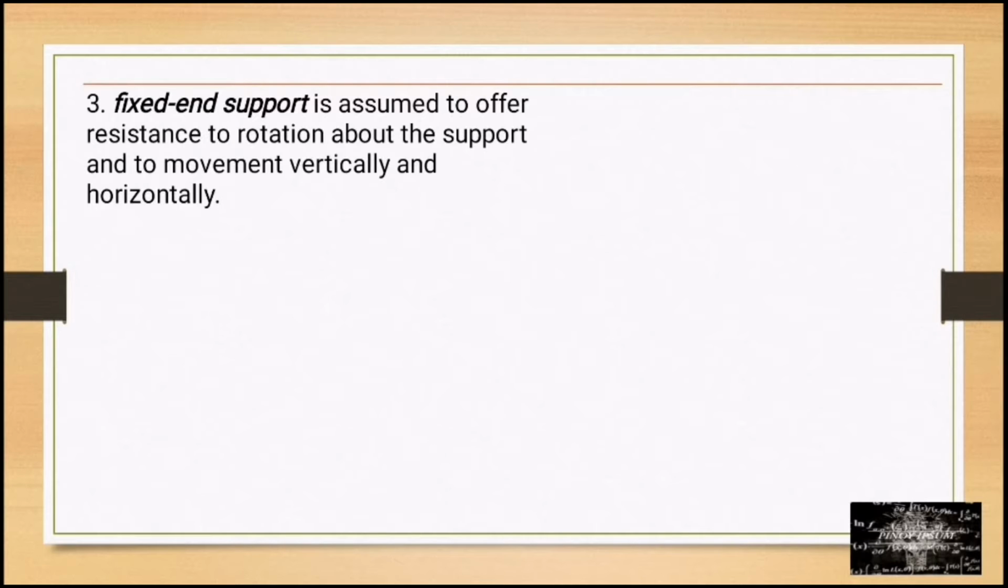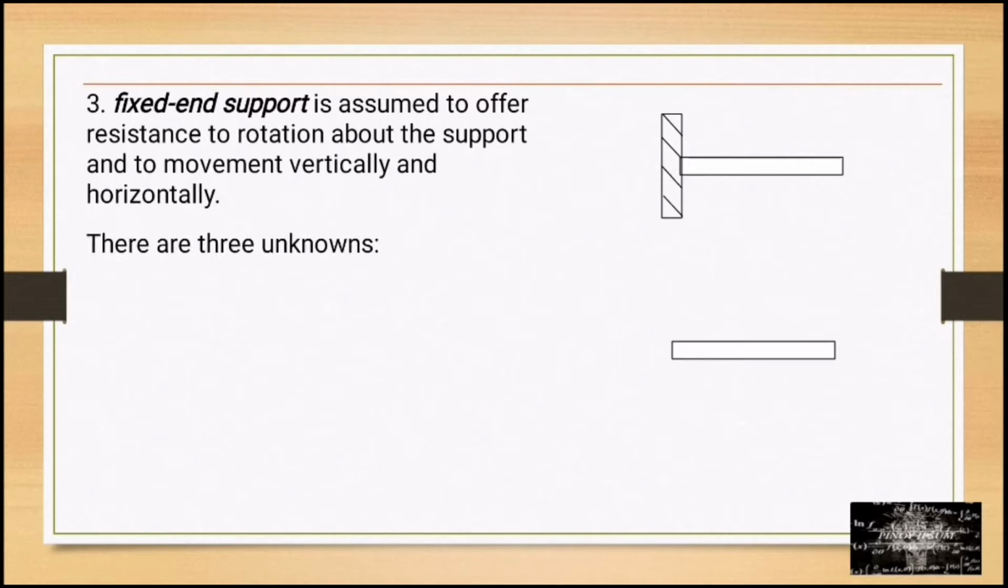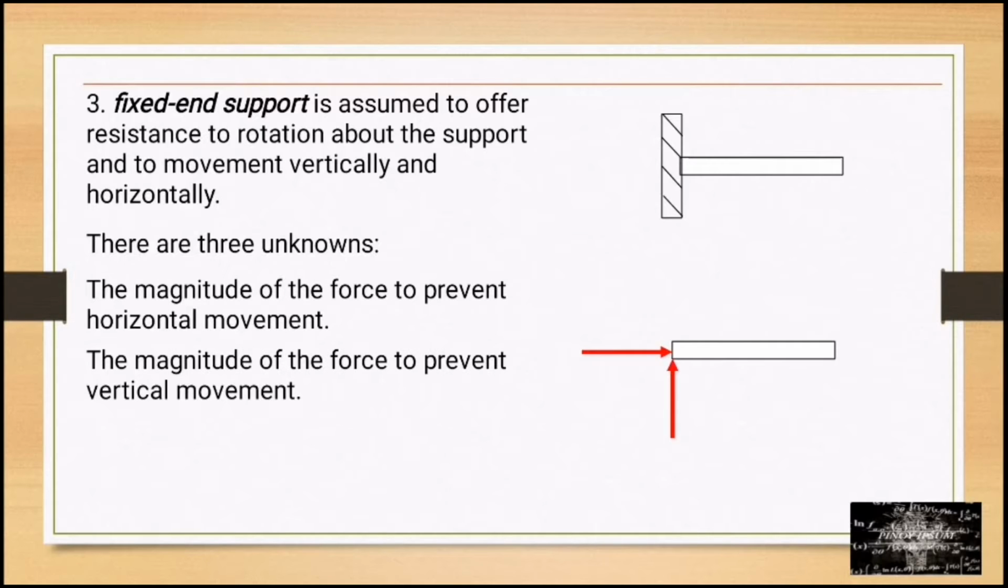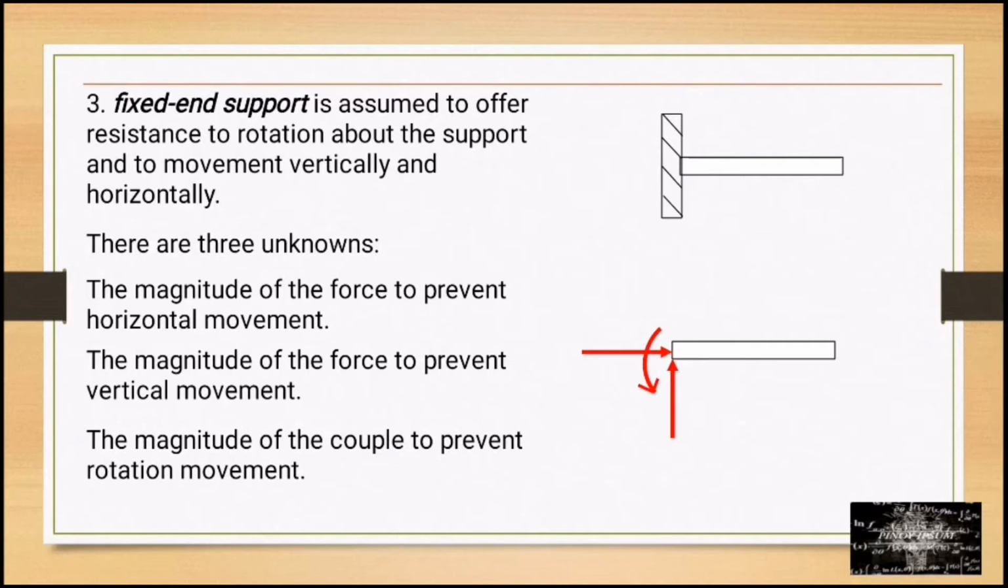Number 3, a fixed end support is assumed to offer resistance to rotation about the support and to movement vertically and horizontally. So ganito ang itsura niya. There are 3 unknowns. We have the magnitude of the force to prevent horizontal movement, the magnitude of the force to prevent vertical movement, and the magnitude of the couple to prevent rotation.